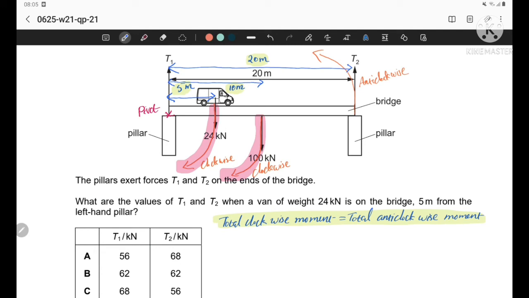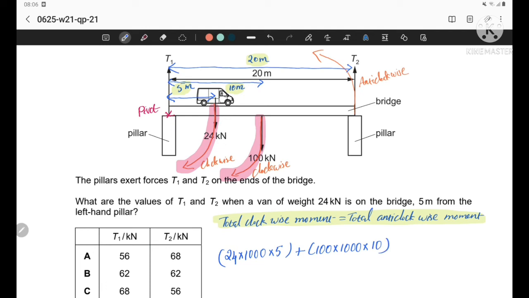So the moment of the van about the pivot will be 24 kilonewton, where kilo means 1000, times the distance from the pivot, which is 5 meters, plus the moment of the weight of the bridge, which is 100 kilonewton. So 100 times kilo, 1000, we have to multiply, times the distance from the pivot to this 100 kilonewton, which is half of the length of the bridge, which is 10 meters.